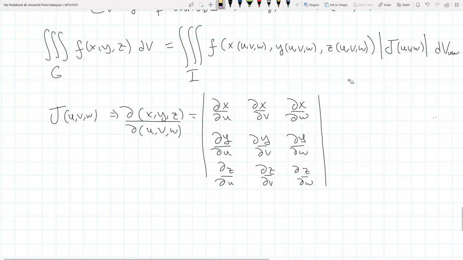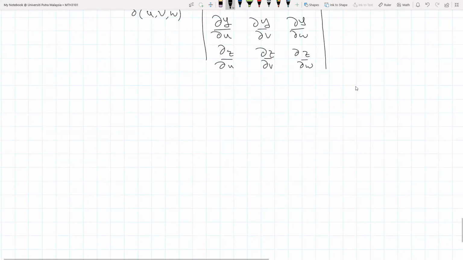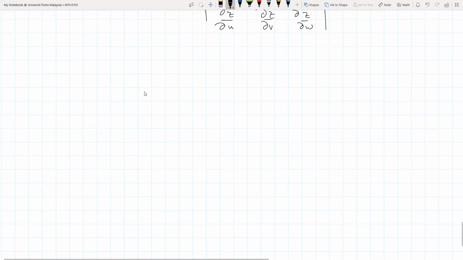Okay, let's see one example. And before that, I forgot: same thing in double integration, you have type 1 in double integration.